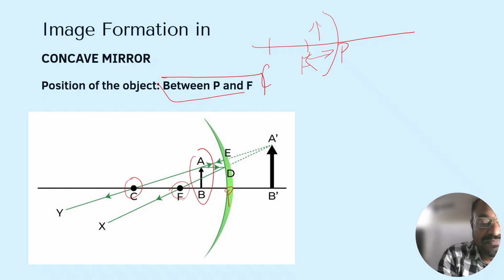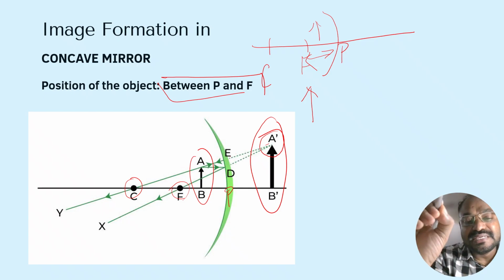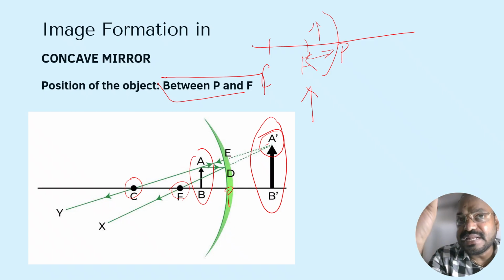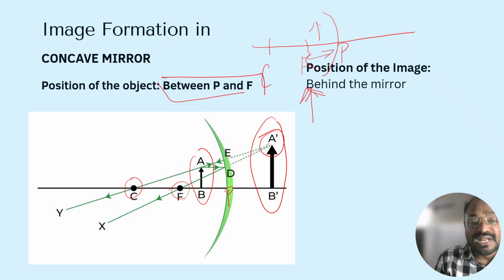So we have to extend the lines, and the intersection point will be behind the mirror, at A dash. The image is going to be A dash B dash. Since the image is upright, what will be the nature of the image now? Whether it is going to be real and inverted? No, it is not going to be real and inverted. Since the image is in upright position, it is going to be virtual and erect.